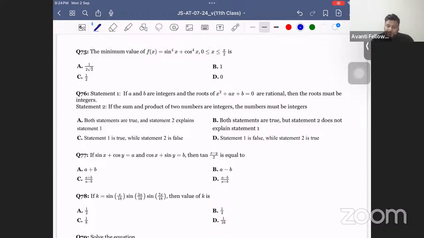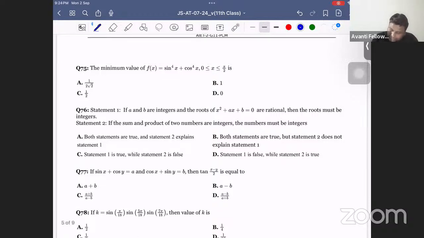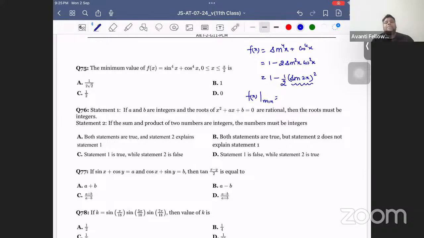Now, let's come to question number 75. The minimum value of f(x). See, this is easy. f(x) is sin to the power 4x plus cos to the power 4x. It can be written as 1 minus 2 sin square x cos square x, which can further be written as 1 minus 1 by 2 into (sin 2x) whole square. Now, f(x) will be minimum when this quantity we are subtracting is maximum, and its maximum value is 1. So, f(x) minimum value is 1 minus 1 by 2, that is 1 by 2. Easy enough?